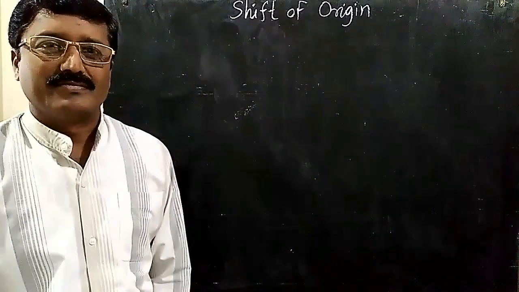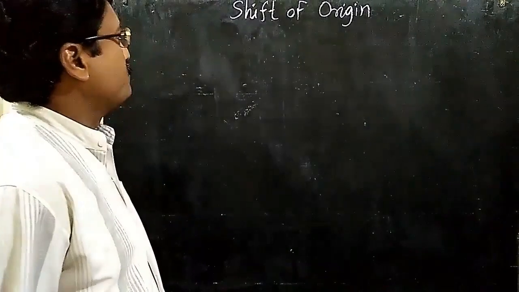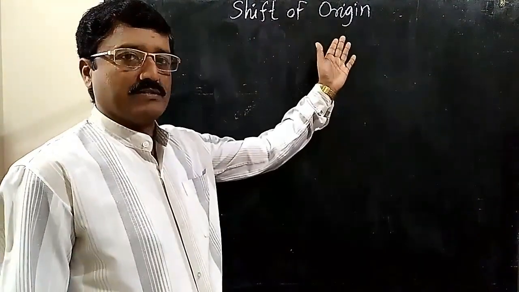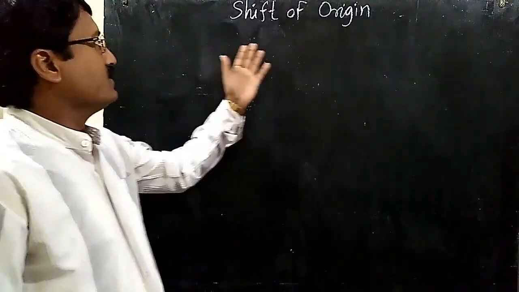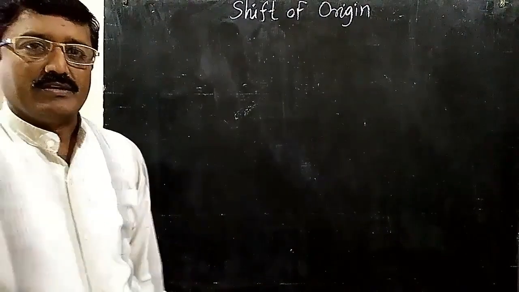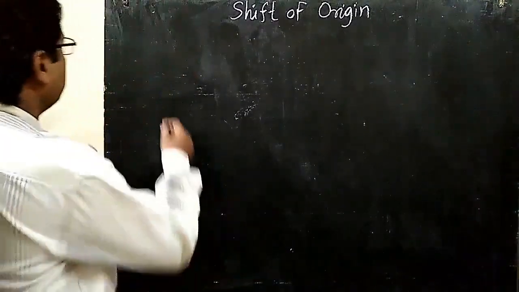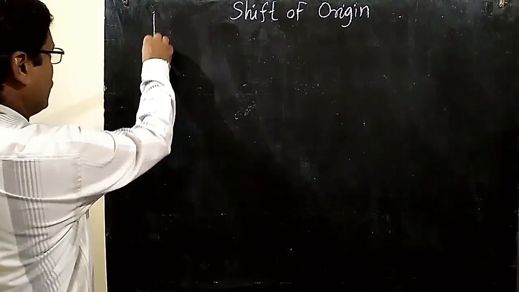Hello everyone. Today we will see an important and powerful concept of geometry, that is shift of origin. We need formulae for shifting of this origin. Let us see how those formulae can be derived. For that, we will take our usual XY system.